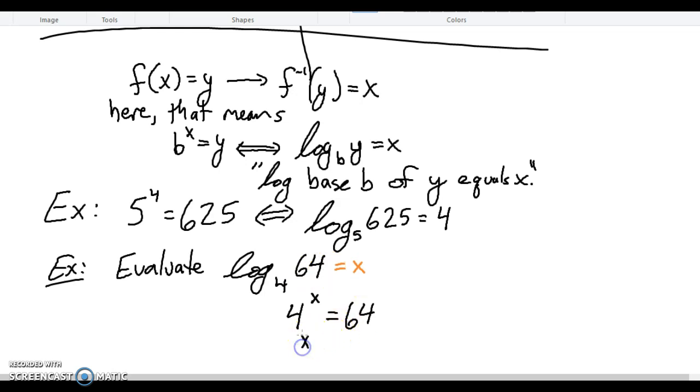And that power is, of course, 3. So x equals 3, which means log base 4 of 64 is equal to 3.